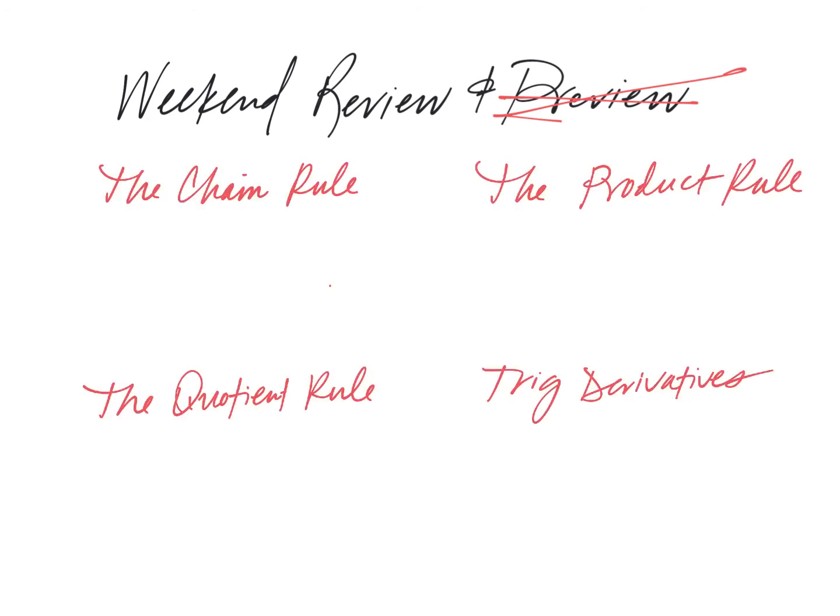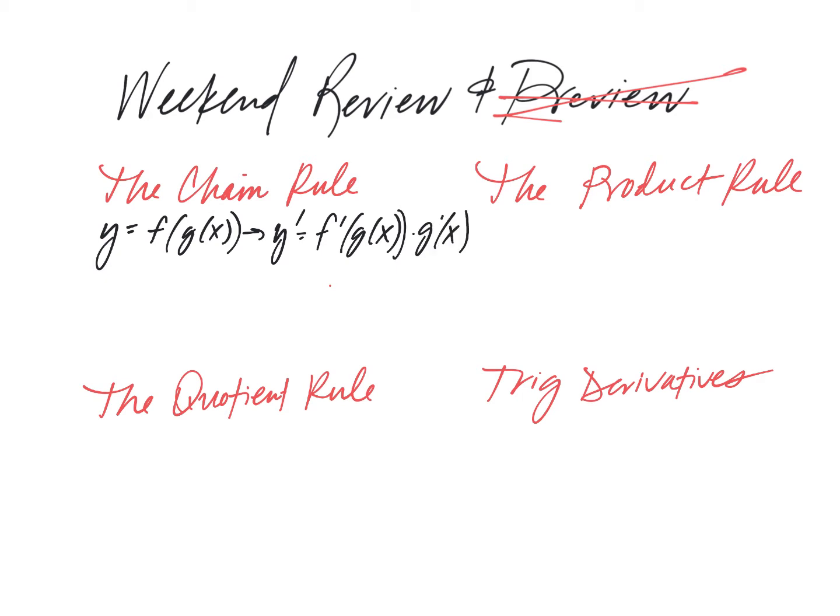Let's start by taking a look at 4 of the main things that we focused on, which include the chain rule, the product rule, the quotient rule, and trig derivatives. So remember, the chain rule is such that if you start with a function that is a composite function, so a function embedded inside another function, then we can find the derivative by taking the derivative of the outside, leaving the inside the same, and then multiplying by the derivative of the inside. Okay, and we did this with a lot of different examples.